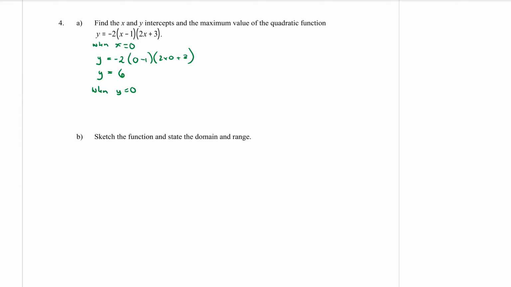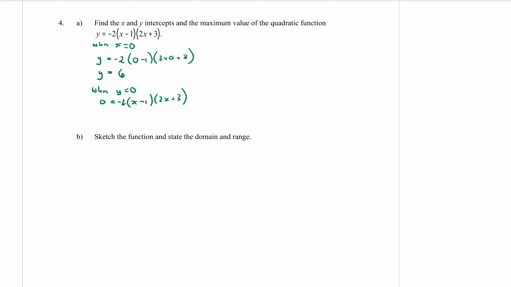So that means 0 equals negative 2 bracket, x minus 1, bracket 2x plus 3. Now this is when it's good to have it factorized. It saves us having to do it. Wouldn't that be a positive 6? Negative 1 there, that's a negative 1, and that's a positive 3. So it's a negative times another negative, that will be positive.